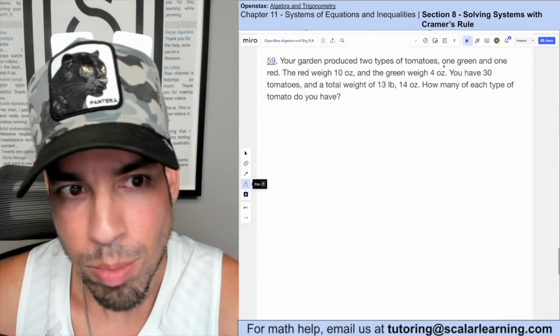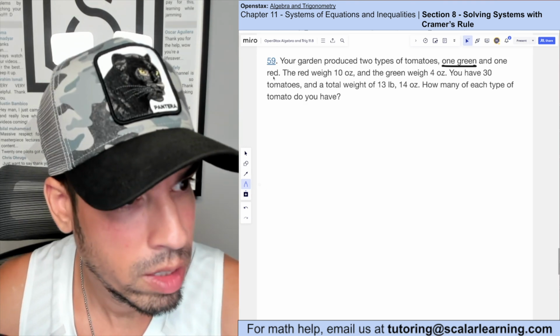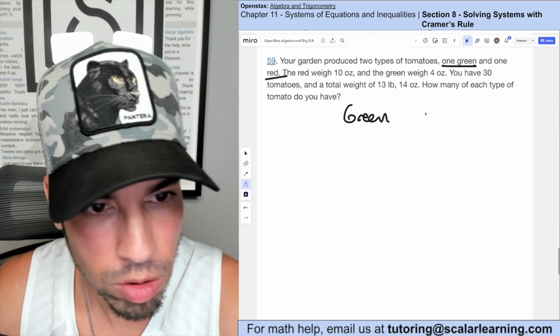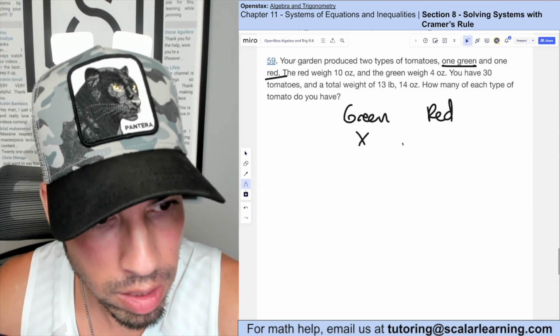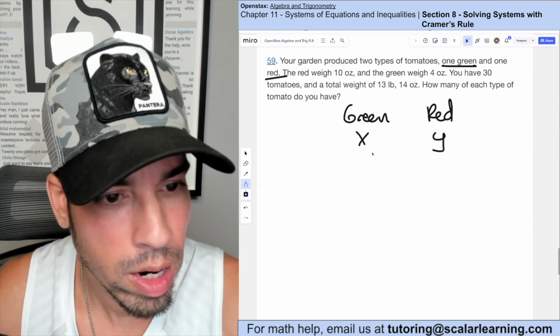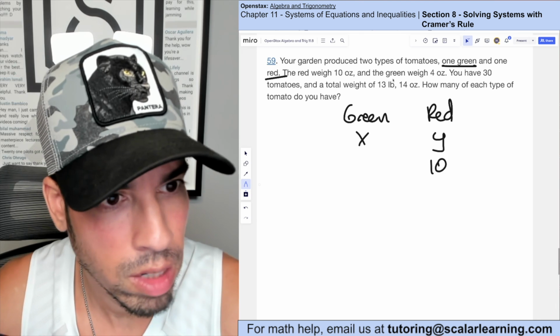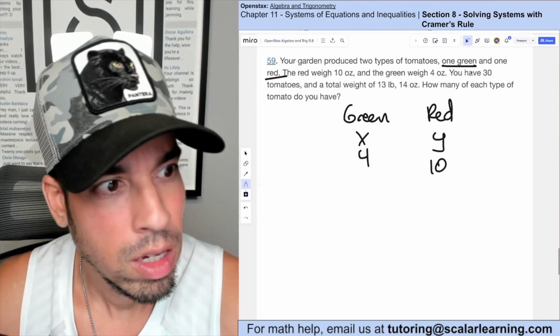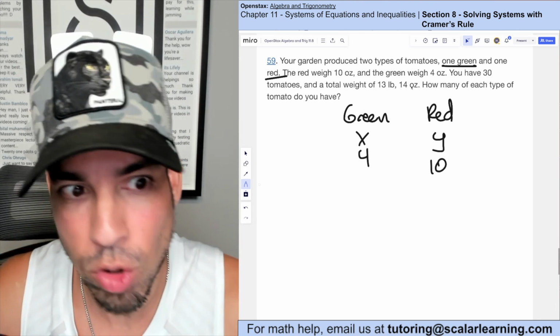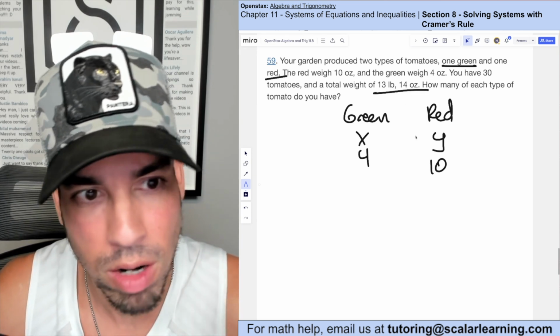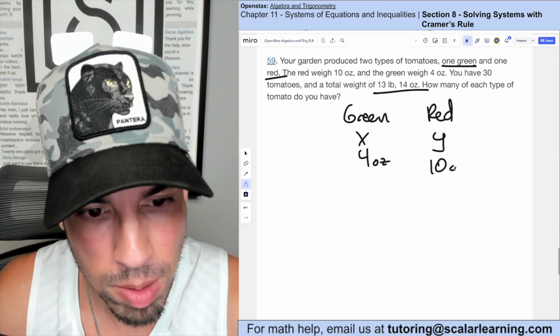Done. Your garden produced 2 types of tomatoes, one green and one red. So let's just put in a little table here, green and red. I'll call that X and Y, okay? The red weigh 10 ounces and the green weigh 4 ounces. And then you have 30 tomatoes total and a total weight of 13 pounds and 14 ounces. Okay, by the way, this is in ounces, so let's maybe make that clear here.